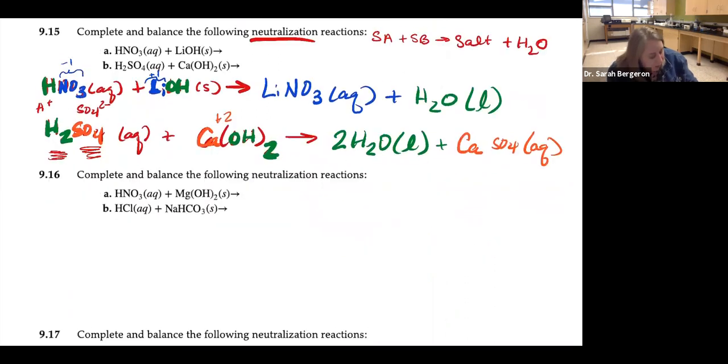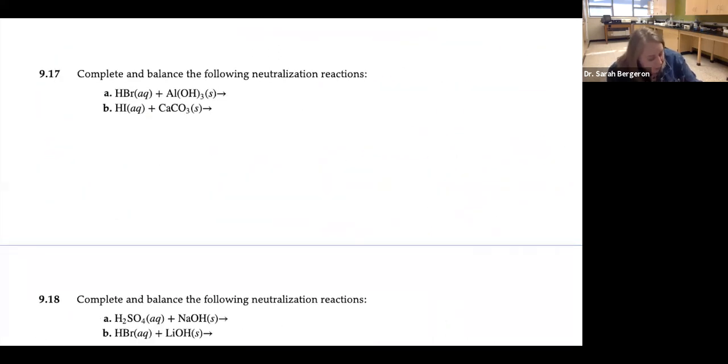Okay. All right. Complete and balance the following neutralization reactions. How many more of these do we have? Let's see. Oh, last one. Okay. So we have HBr aqueous plus AlOH3, and that's a solid. Oh, do y'all notice what I did? Oh, that's a 3. Okay, make sure you copy your reactions correctly.